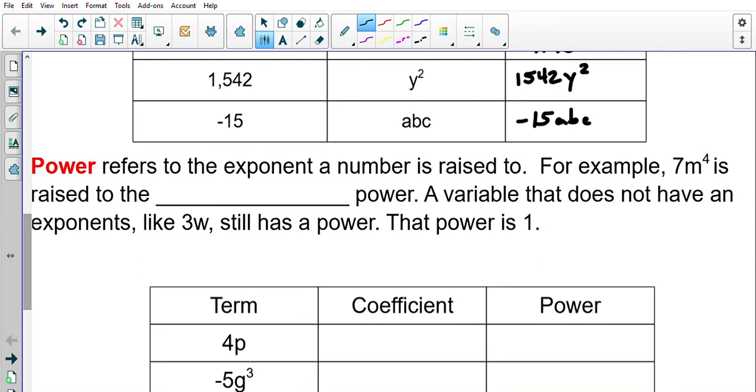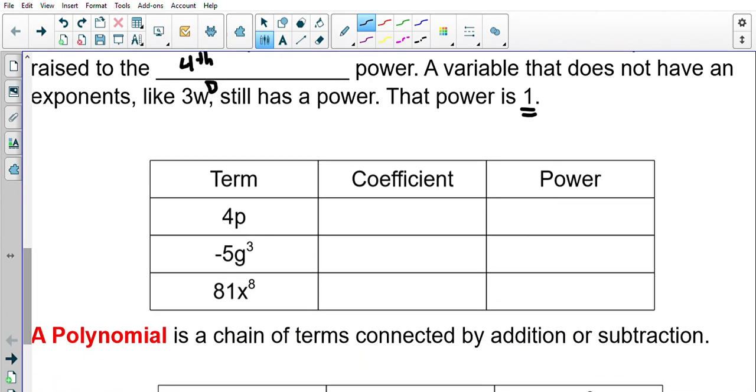Okay, our next term talks about a power. A power is just the exponent that a number is raised to. So if you have 7m to the 4th, it is raised to the 4th power. A variable that does not have an exponent, like 3w, you can see there's nothing right there. It actually still does have a power, and that power is just 1. We just don't write it.